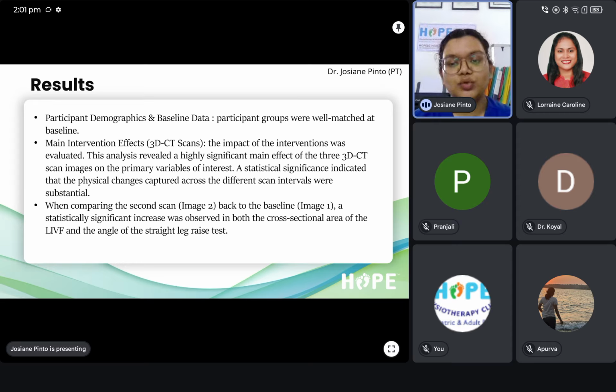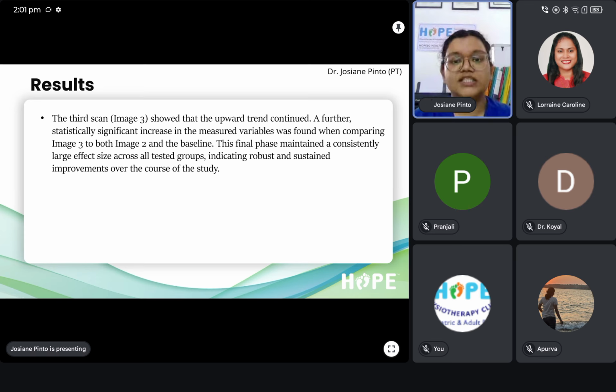When comparing image 2 back to the baseline, a statistically significant increase was observed in both the cross-sectional area of the LIDF and angle of SLR. The third scan showed that the upward trend continued, as in it increased with the immediate positioning, but after 48 hours it only increased even more. The final phase maintained a consistently large effect size across all tested groups, indicating robust and sustained improvements over the course of the study.